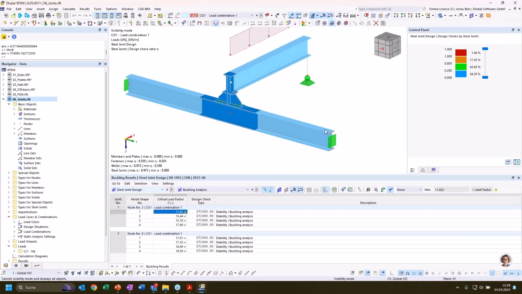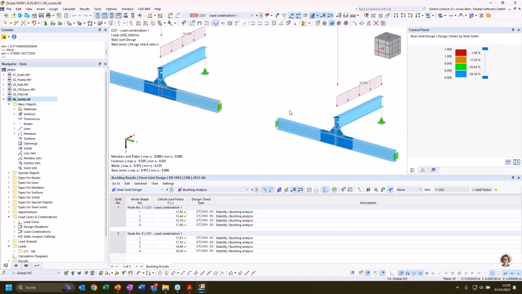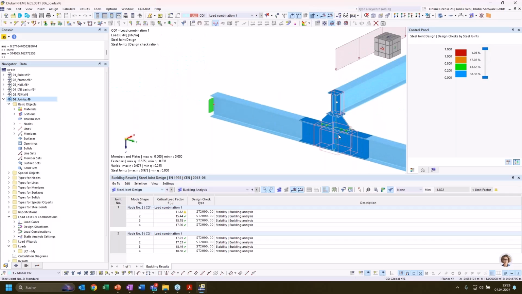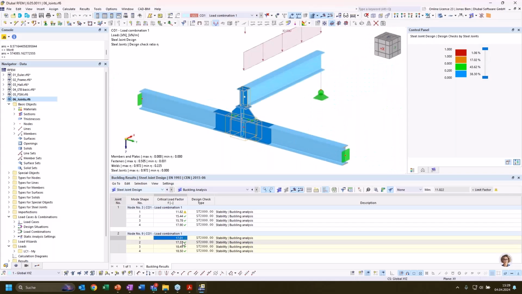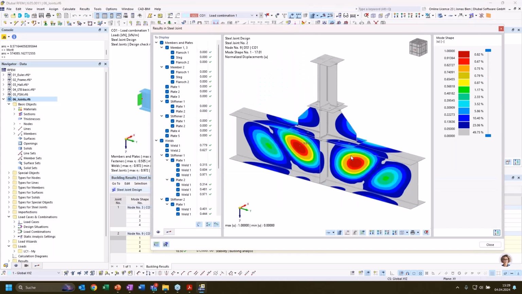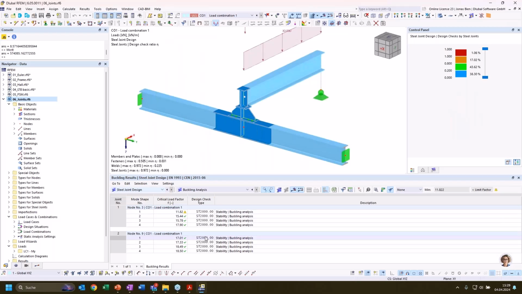So I also have a second configuration of this specific connection, where I just added a stiffener in the main beam, and we see that the critical load factor for this configuration has already increased from 11.8 to 17 just by adding these stiffeners to the main member web. And if I study the first mode shape, I see that my buckling panel is now divided by this stiffener. So every change directly affects the results of this buckling analysis.